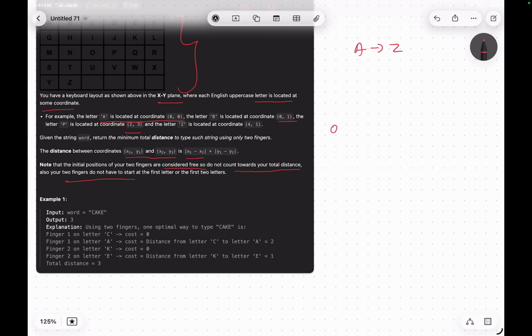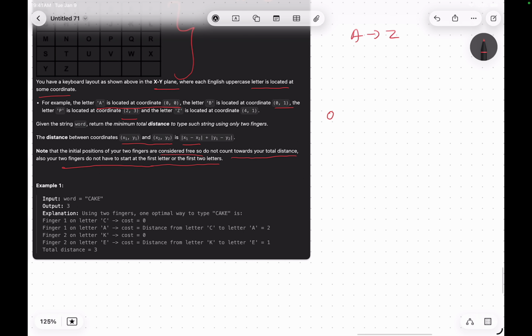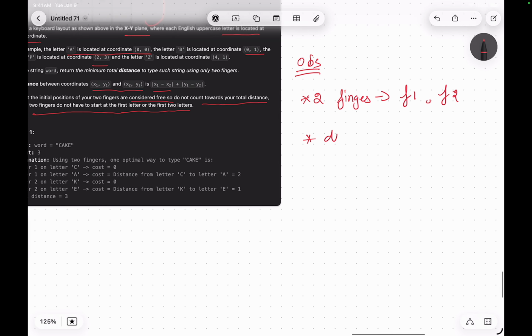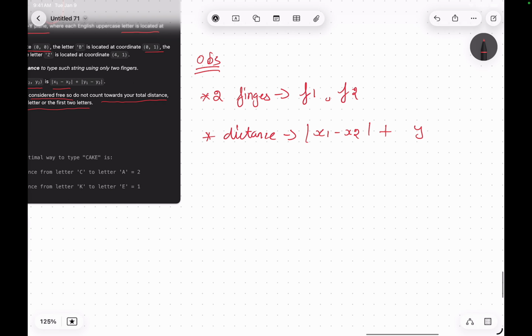Also, your two fingers do not have to start at the first letter or first two letters. So with this observation, we can say that we can either start with finger 1 or finger 2. So basically we will write down the observation. The observation is we have two fingers, F1 and F2. Also we have distance given, which is the absolute value of x1 minus x2 added with the absolute value of y1 minus y2.